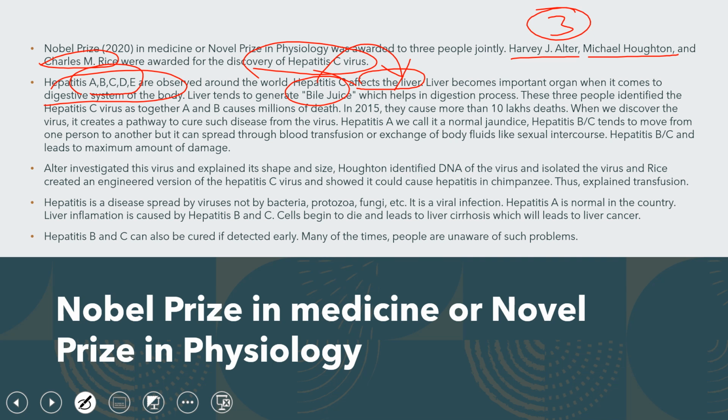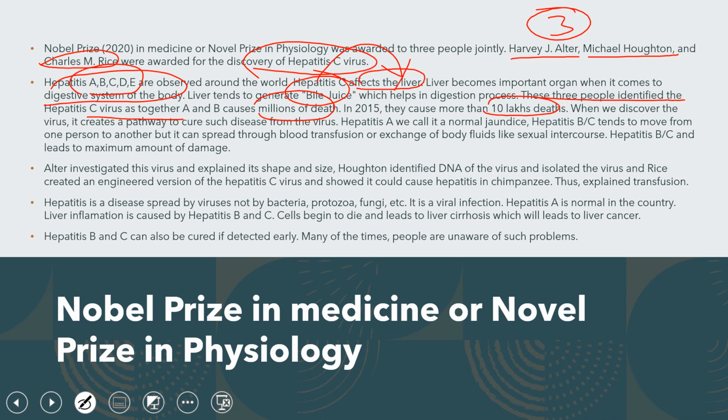So these 3 people, Harvey J. Alter, Michael Houghton and Charles M. Rice, identified the hepatitis C virus. Compared with A and B, it still causes millions of deaths. Hepatitis C is also a worry. Compared with A, which is not so dangerous, B and C are very dangerous. In 2015 they caused more than 10 lakh deaths.